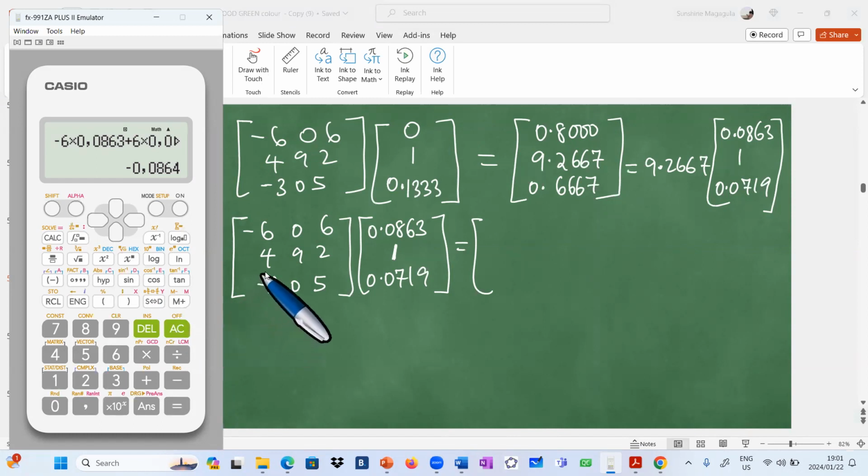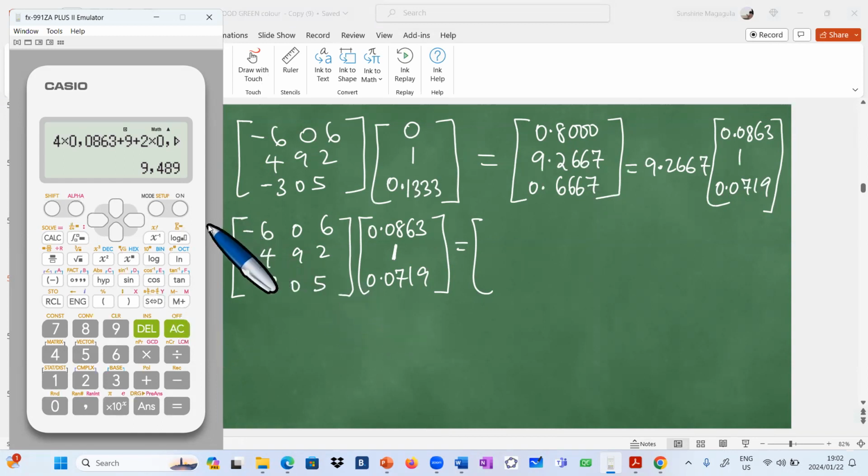And then now you multiply this with that. Okay, so 4 times this, 0.0863 plus 9 plus 2 times 0.0719. And this gives us 9.489.